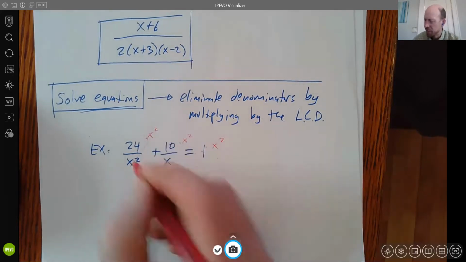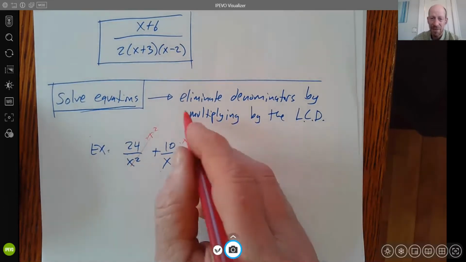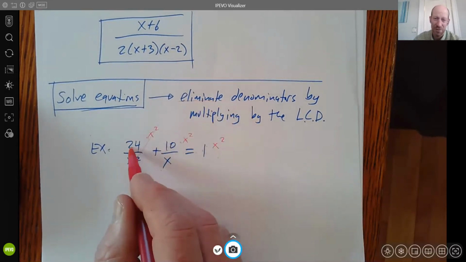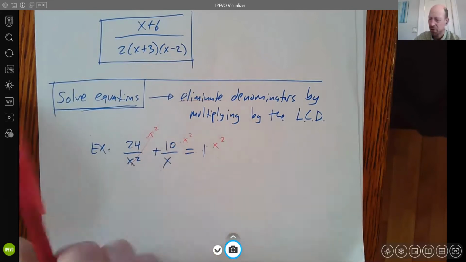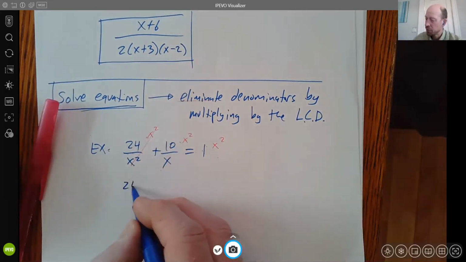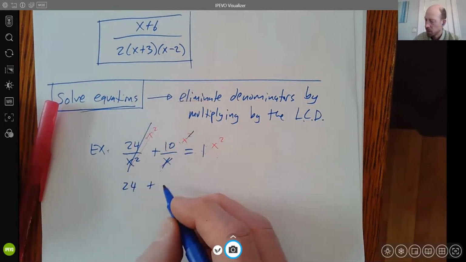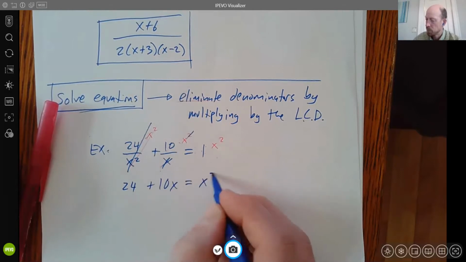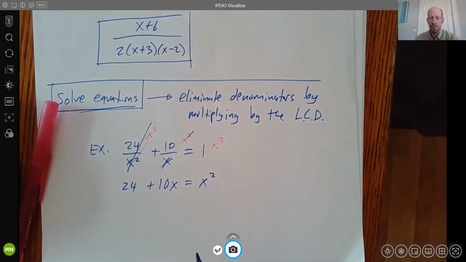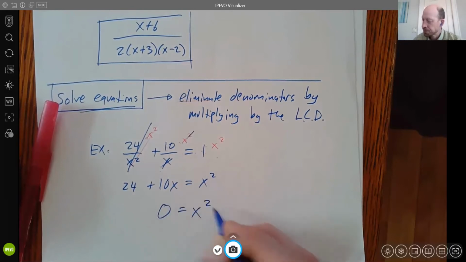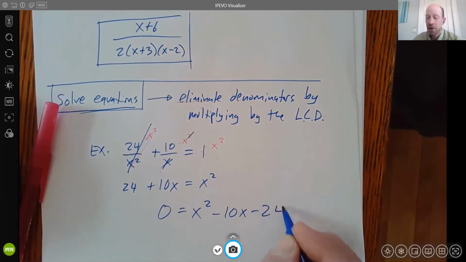And what happens here, right, is that the x squared, my goal is to eliminate the denominator. So I don't actually want to multiply this together. I want to cancel it all out. So I end up with 24. Here, one of the x's cancel. Equals x squared. When you get rid of the denominators, you're going to get a nicer equation, one that we've seen before. This one is a quadratic.